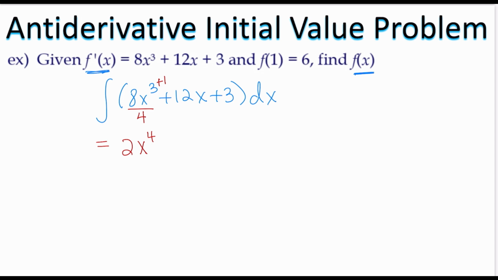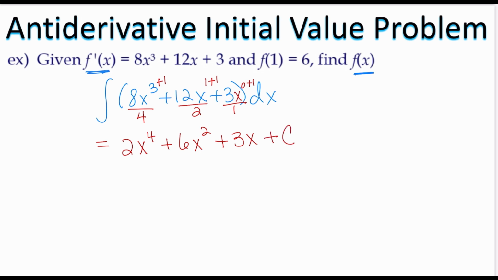For 12x, the power right now is 1 because I don't see a power, but I do see an x. So I'm going to add 1 and then divide by that new power, which is 2. 12 divided by 2 is 6, so this is 6x squared. Plus, remember the 3 by itself means there's an x to the 0 power next to it. So I add 1, divide by 1, and I get plus 3x, and then plus c.